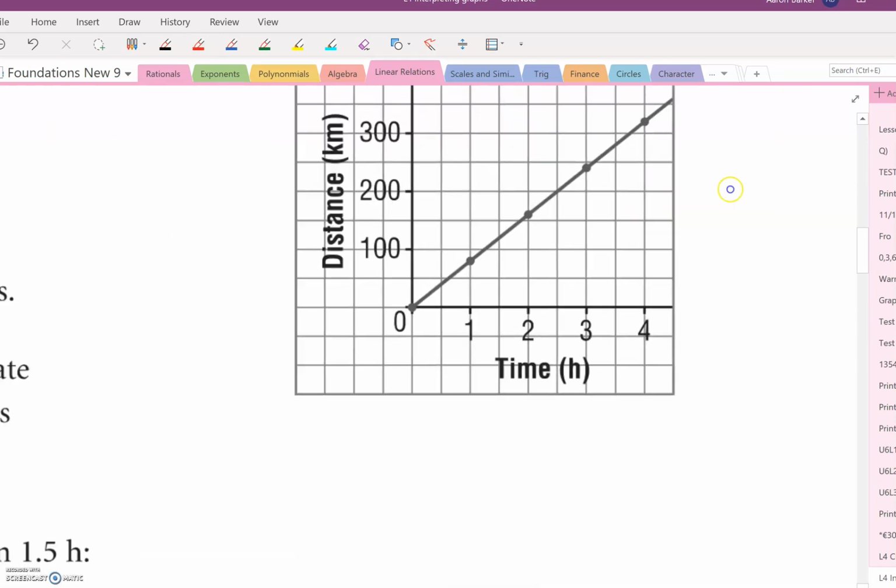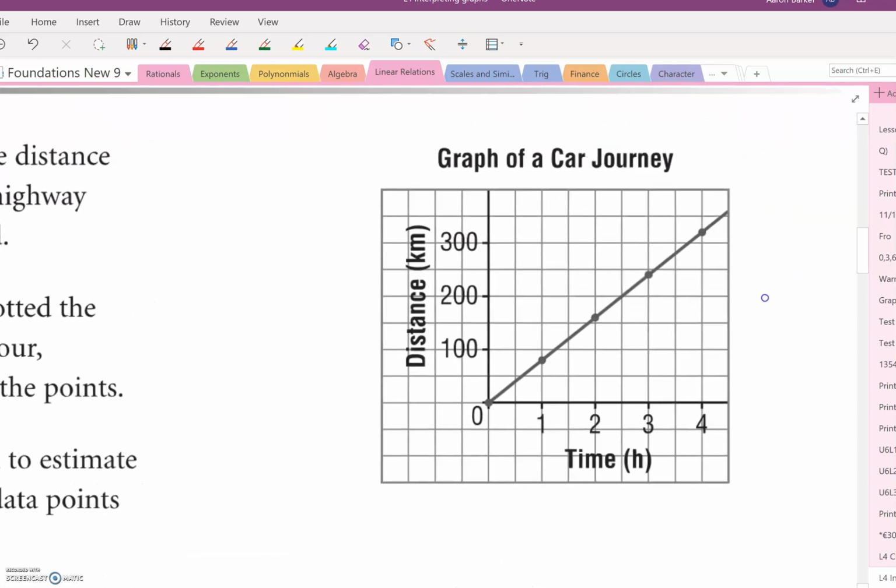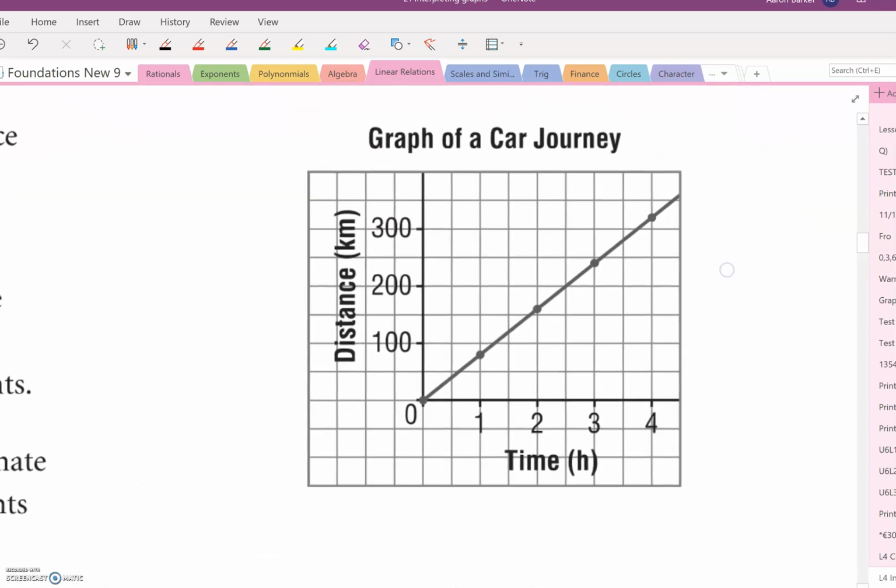So for this graph here, this is a graph of a car journey. So we can say, well, after 3.5 hours, how many kilometers did they travel? So 3.5 hours, we would look on the hour grid. It would be right here. And you would go up, with a straight line, so up vertically to your graphed line to see the relation.